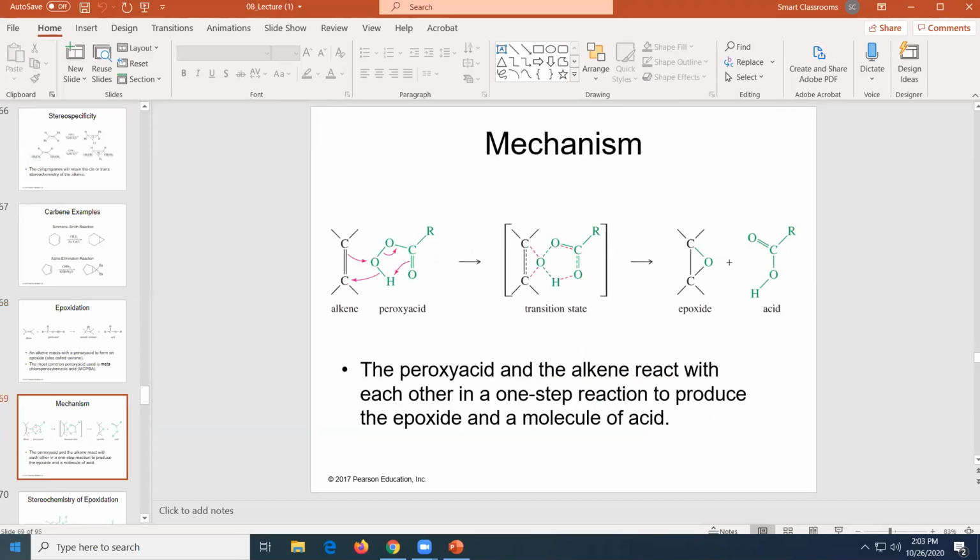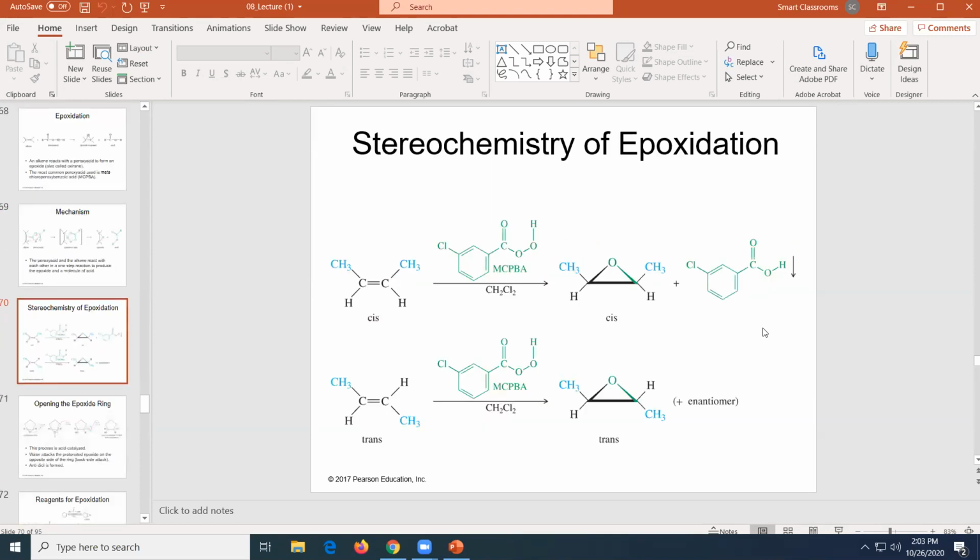Right, this is the mechanism of epoxidation. It's a concerted reaction, which means that several steps occur at the same time. And so the transition state is cyclic like this. And we end up with an epoxide, and our byproduct is the regular carboxylic acid. In our case, it would be 3-chloro-benzoic acid. Okay, here's MCPBA, and then here is 3-chloro-benzoic acid. Okay, it's missing one of the oxygens.